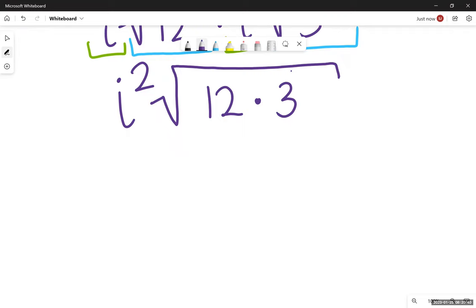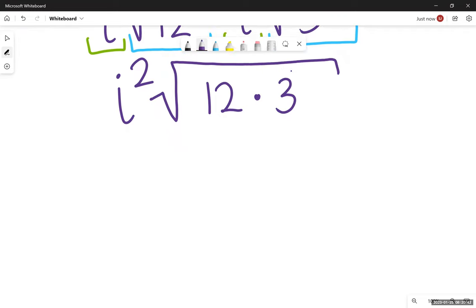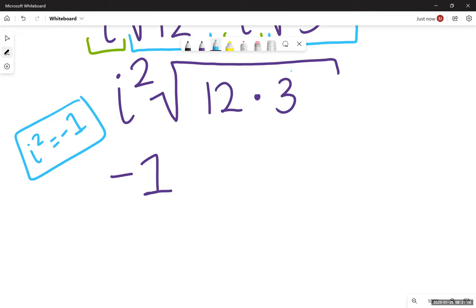And if I do that, does anybody remember the fact about what i squared actually equals? Like negative 1 or something, right? Yeah. So if I look at this now, every step I'm reevaluating, i squared is equal to negative 1. So this is using the fact i squared equals negative 1. This is what we did the other day. So I just did that there. I changed that. And then I have, does anybody know what 12 times 3 is? 36. Yep.